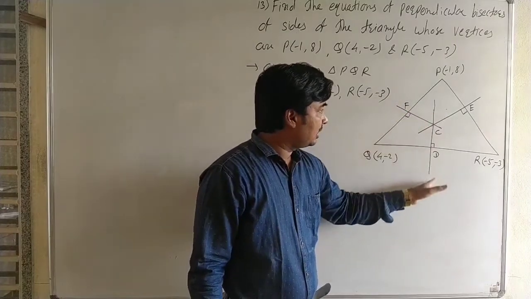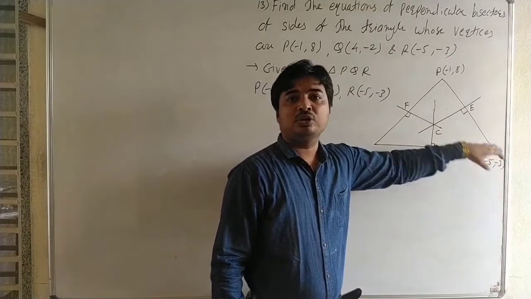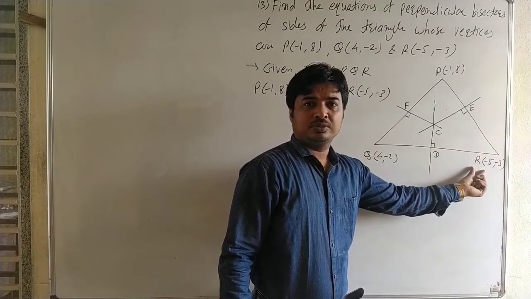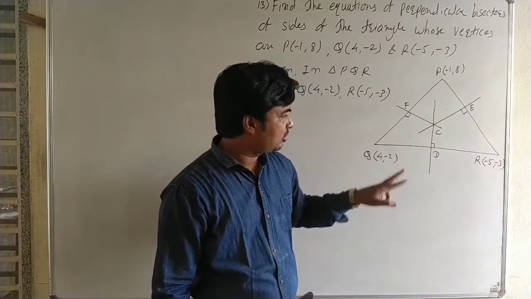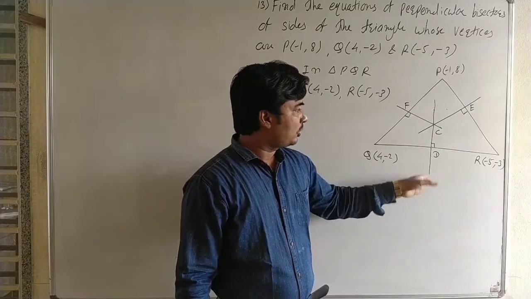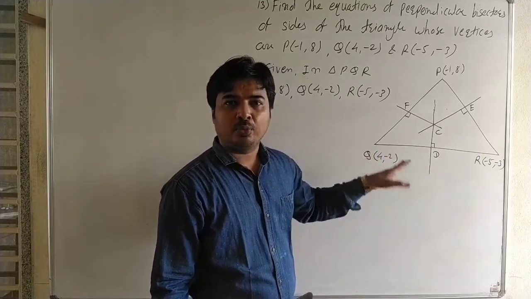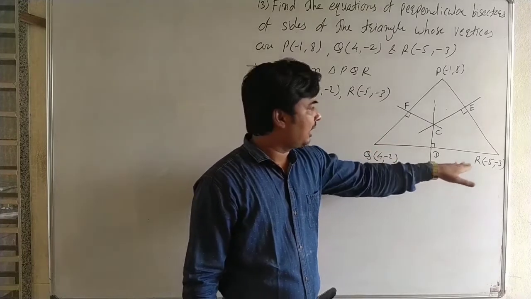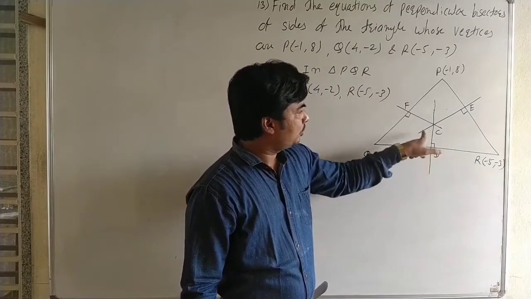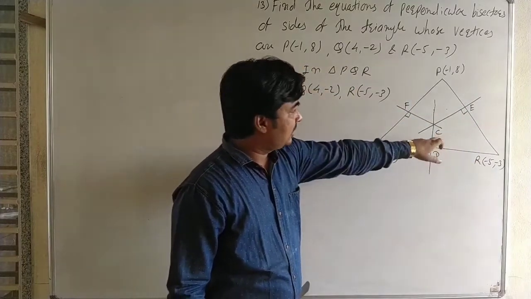Now the slope of the line CD: it is perpendicular to QR because it is a perpendicular bisector. So first find the slope of QR, and then by the condition of perpendicular lines we get the slope of CD, the perpendicular bisector. Then we know the slope and point, so we find the equation of the line, the perpendicular bisector. Okay, then the same procedure for the equation of line CF and the same procedure for line CE.